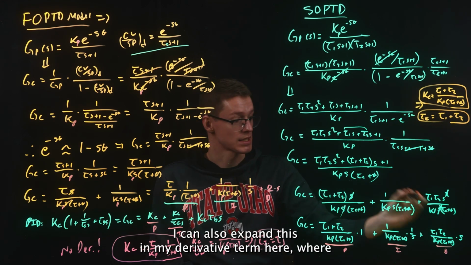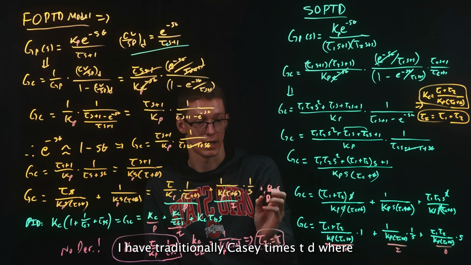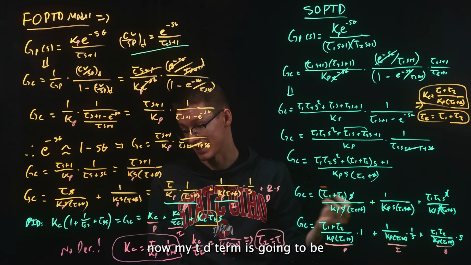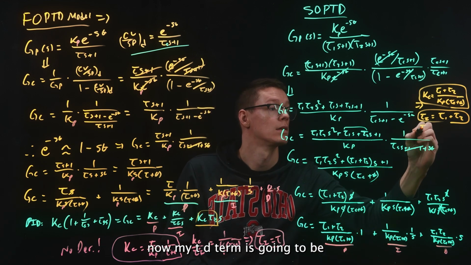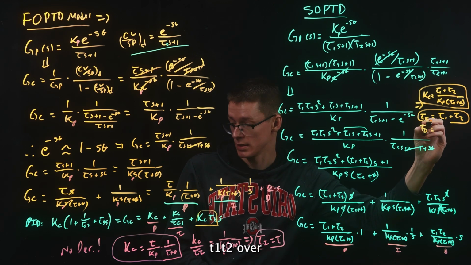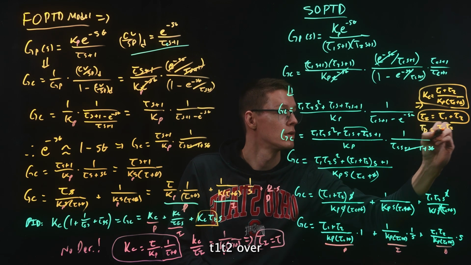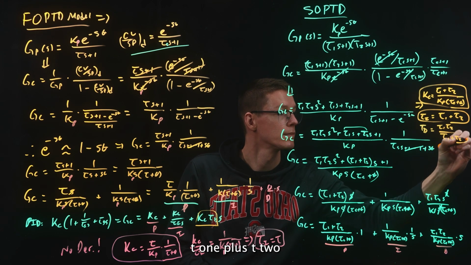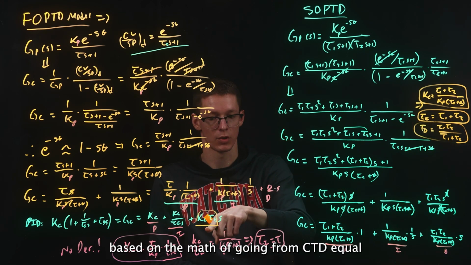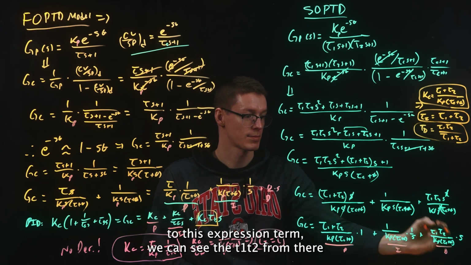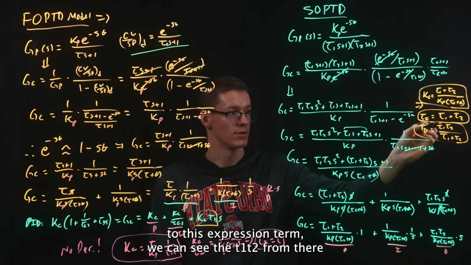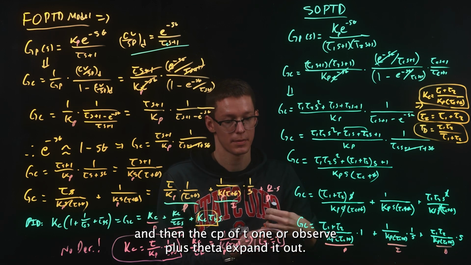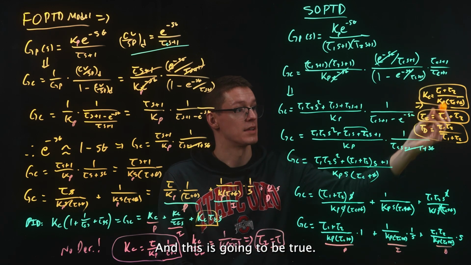I can also expand this in my derivative term here, where I have traditionally Kc times Td, where now my Td term is going to be T1 T2 over T1 plus T2, based on the math of going from Kc Td equal to this expressional term. We can see the T1 T2 from there, and then the Kp of Tc plus theta expanded out, and that this is going to be true.